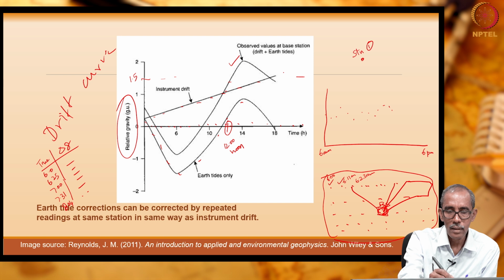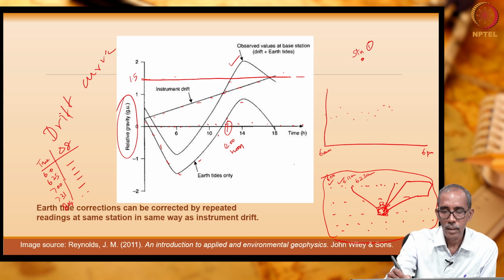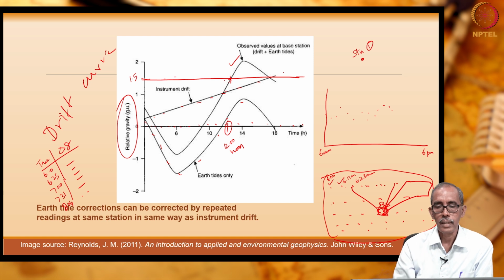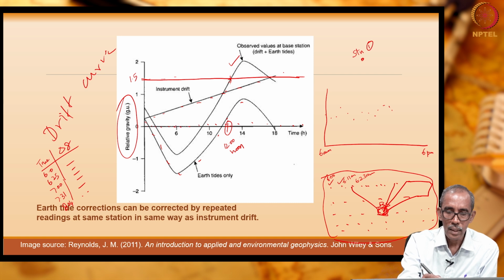Okay, that means this is the time at 12, this was the reading. Now, I have to convert all the other readings as if they were taken at 12 noon. Let us imagine this reading was taken at 6 hours. At 6 hours, what is the drift? Drift at 6 hours was almost, let us imagine it is at -1.